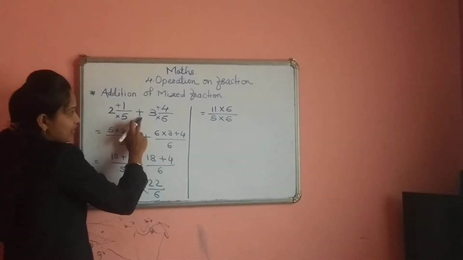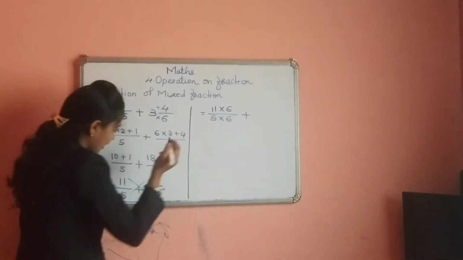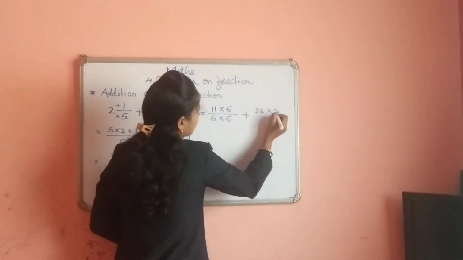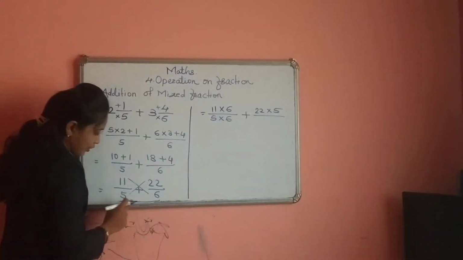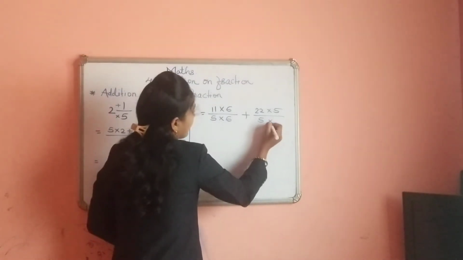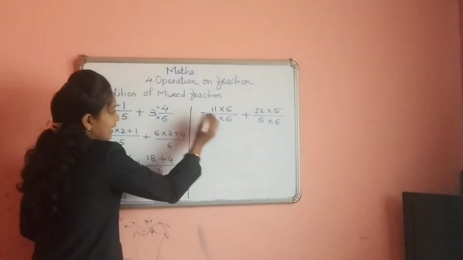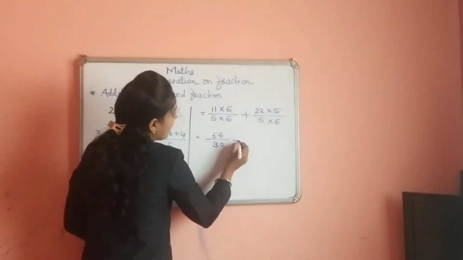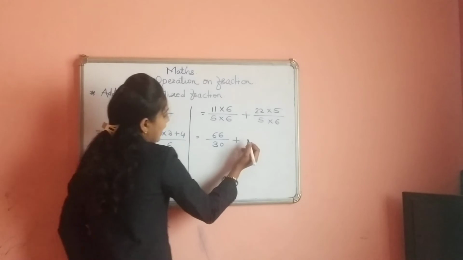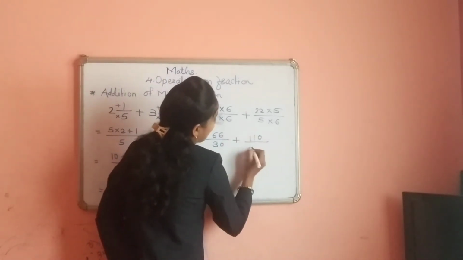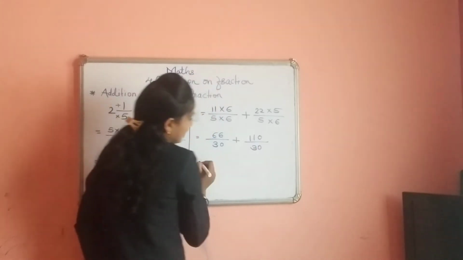We are doing the addition, so give the addition sign. 22 multiplied by 5, and on the denominator side 5 multiplied by 6. 11 6s are 66, 5 6s are 30. Plus 22 5s are 110, 5 6s are 30.